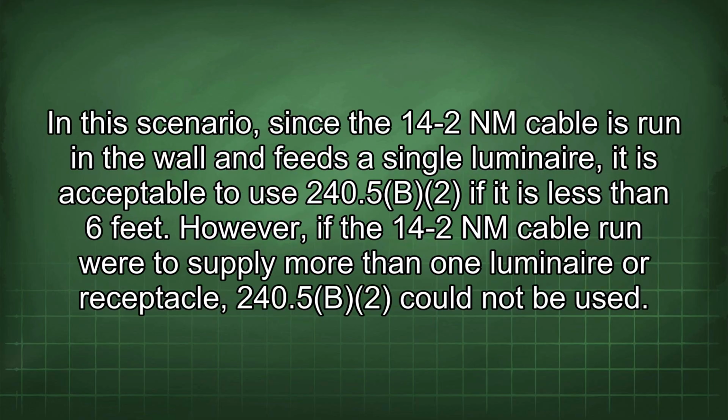In this scenario, since the 14-2 NM cable is run in the wall and feeds a single luminaire, it is acceptable to use 240.5(B)(2) if it is less than 6 feet. However, if the 14-2 NM cable run were to supply more than one luminaire or receptacle, 240.5(B)(2) could not be used.